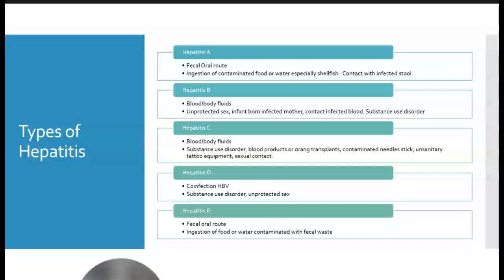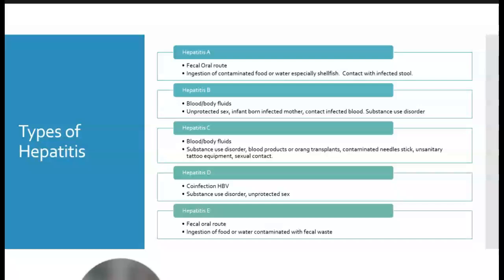So somehow the fecal matter is getting into the mouth and there's some type of ingestion. So it's usually from some kind of contaminated food or water, especially shellfish, like the shrimp and stuff that has the stool in it, or any type of contact with infected stool. Hepatitis B is blood and body fluids. So you're going to get this one from unprotected sex, infants born to infected mothers, contact with infected blood, substance disorders, IV drug abuse, sharing needles, anything like that.